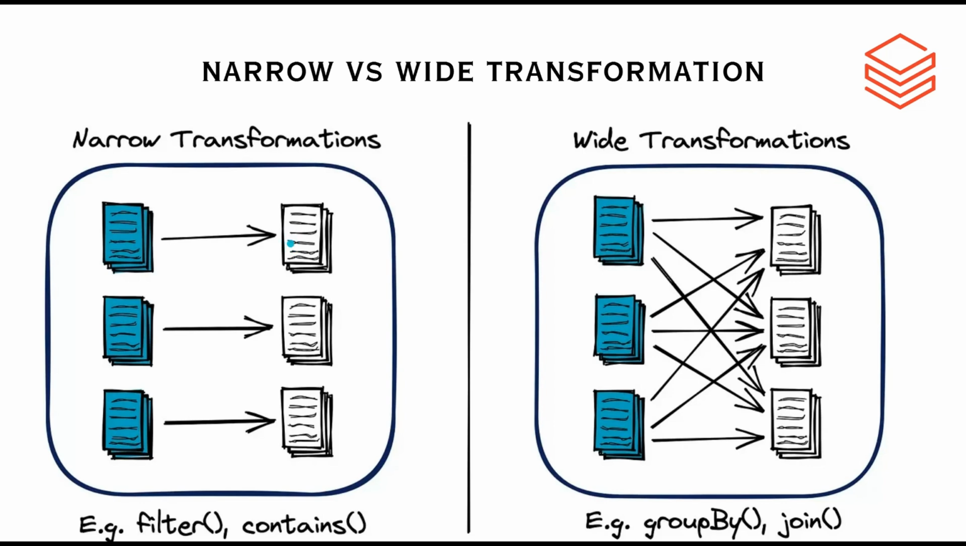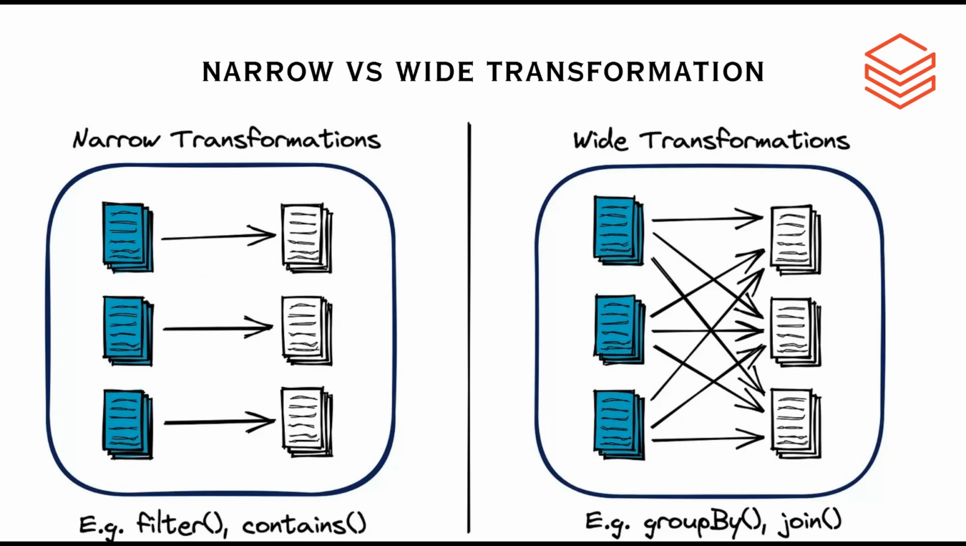So this makes the narrow transformation highly efficient since they can be executed in parallel across the partitions without incurring the overhead of transferring data between the nodes. Common narrow transformations include operations like map, filter, and flatMap, which transform the data locally within each partition. Since these narrow transformations do not require shuffling, they are typically faster and less resource intensive.